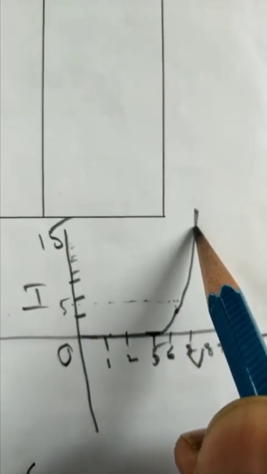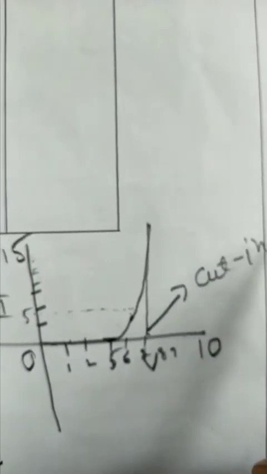Now, suddenly the current is going to rise here. Now you have to draw one line using the scale. So this particular value, what is the value you are getting? That is called cut in voltage. Cut in voltage we have to say, cut in voltage.